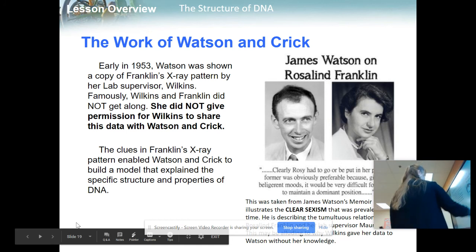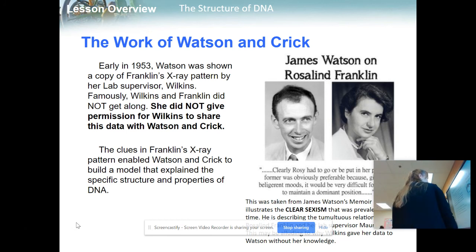And this is what he wrote in his memoirs. "Clearly, Rosie had to go or be put in her place. The former was obviously preferable because given her belligerent moods, it would be very difficult for Maurice," talking about Wilkins, "to maintain a dominant position in the lab." I know, kind of messed up, right? But it tells you the situation that they grew up in and the situation she was working in.